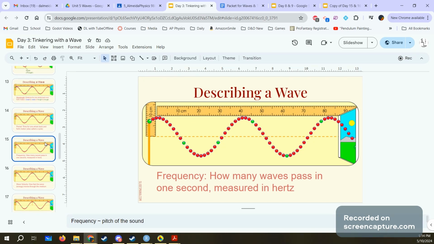Frequency is the inverse of that. What we mean by that is instead of looking at how long it takes a single wave, frequency is looking at how many waves go by in a second. So in this example, you'd be looking at the doorway or the window here and counting how many full waves go through that doorway in 1 second.